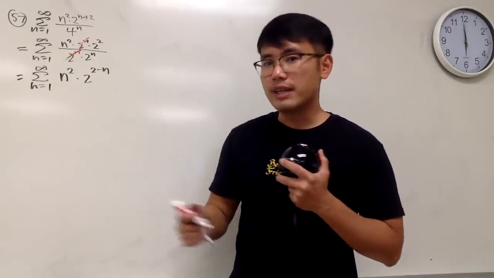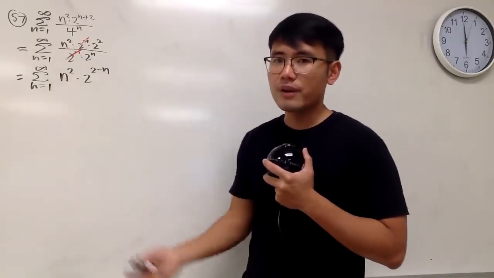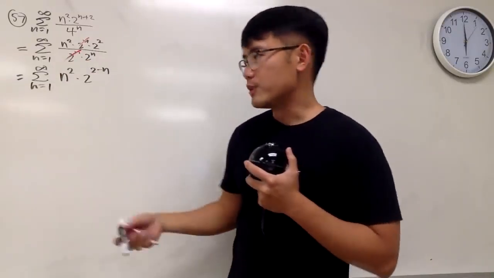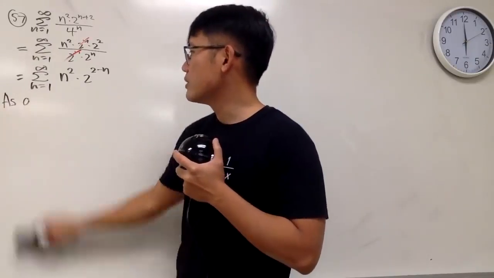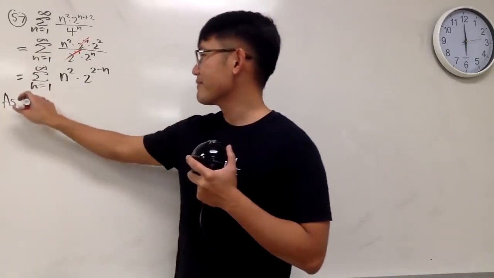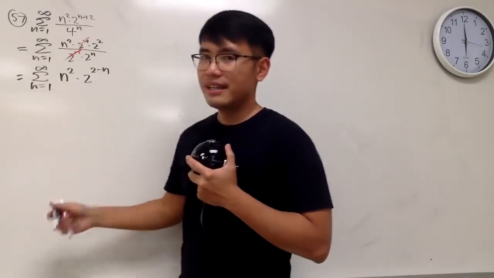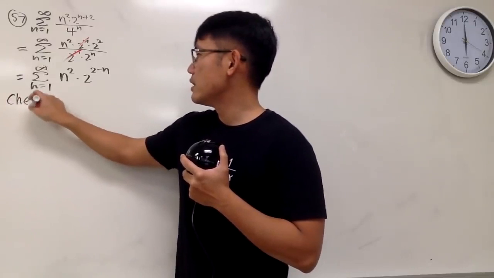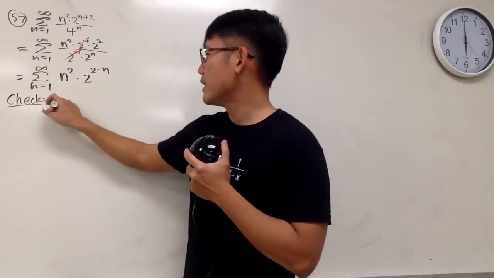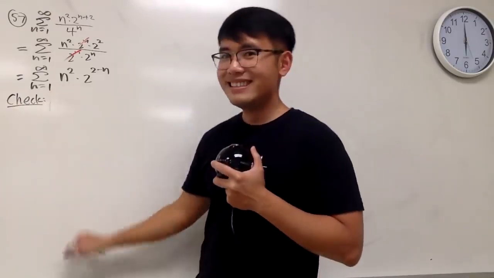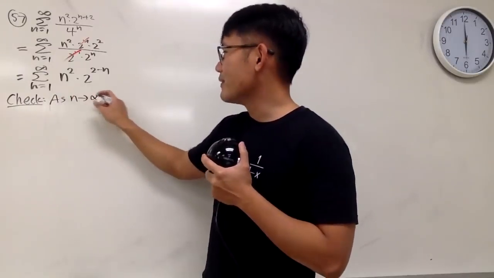Let's do it by the ratio test. N is in the power, and this is not really geometric because of the n squared. The truth is it will converge. But anyway, here's the deal. We check, as n goes to infinity, the limit of a sub n plus 1 over a sub n, as n goes to infinity.